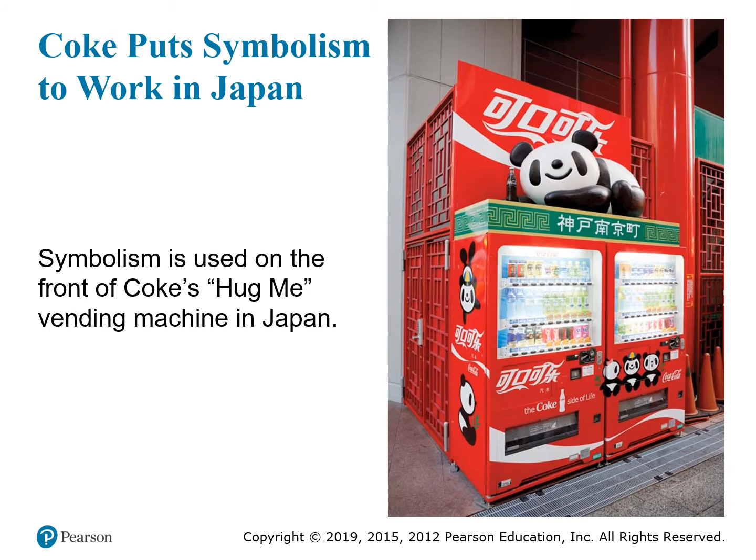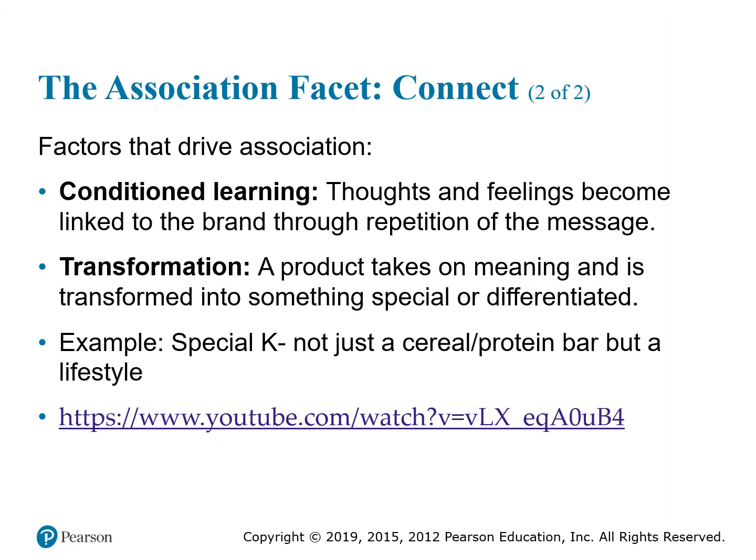Here's a great example of Coke with their symbolism, hug me, vending machine in Japan. We all know, even if we can't read Japanese, that we know exactly what this is, okay? We know the shape of the bottle, we know the colors, we know that connection that the brand has made. Okay, more about association and connecting.